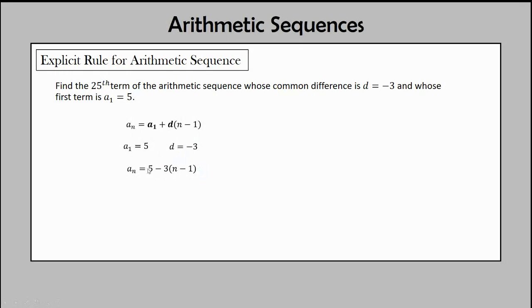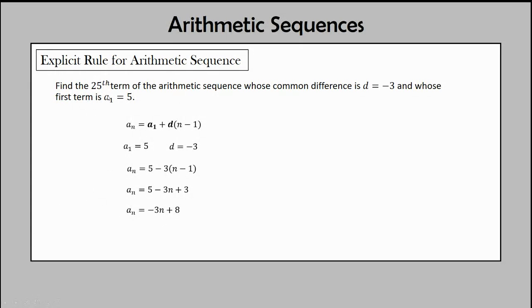Now this minus 3, I've got to distribute with it, right? So it's got to be -3 times n and -3 times -1. So that's going to give me 5 minus 3n plus 3. Combine our like terms, and then we get a sub n equals -3n plus 8. So there's our simplified explicit rule for this particular sequence.